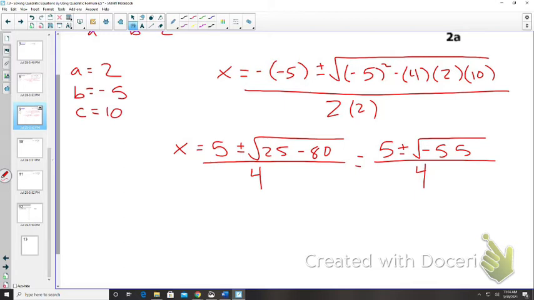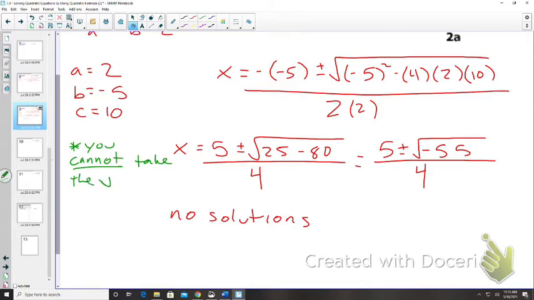So if you can't take the square root of a negative number, then there are no solutions. I'm just going to make a note: you cannot take the square root of a negative number. So if you get a negative value underneath your square root sign, it means we have no solutions. So if there are no solutions, how many x-intercepts are there? 0. Good. No solutions, therefore no x-intercepts.